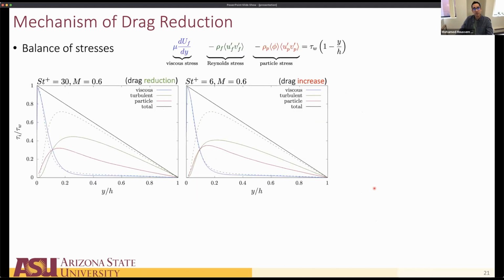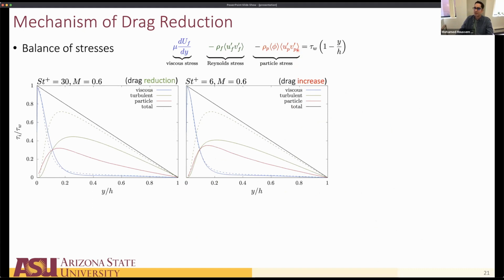And in fact, if you look at the balance of stresses in such a semi-dilute dusty particle-laden channel flow, well, what you see is that you got your viscous stress term, you got your Reynolds stress, and you also got a particle stress term.